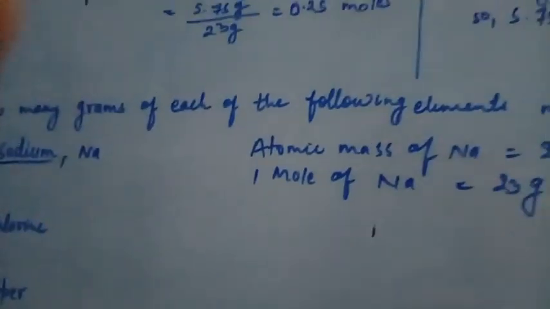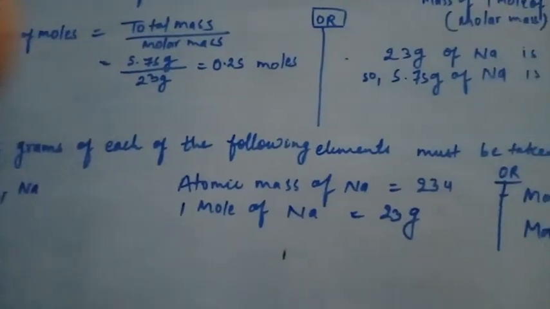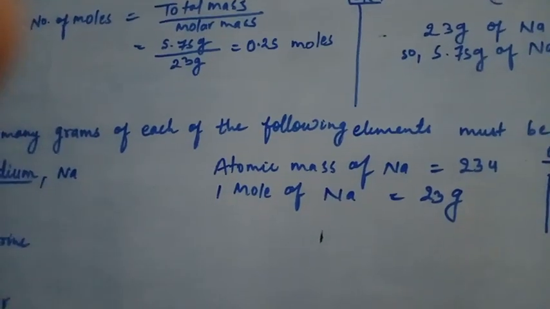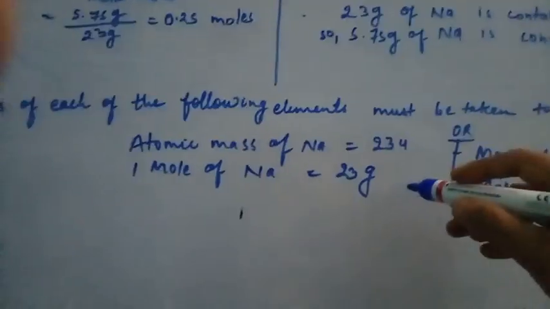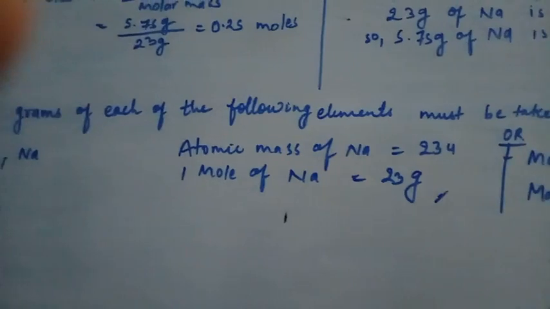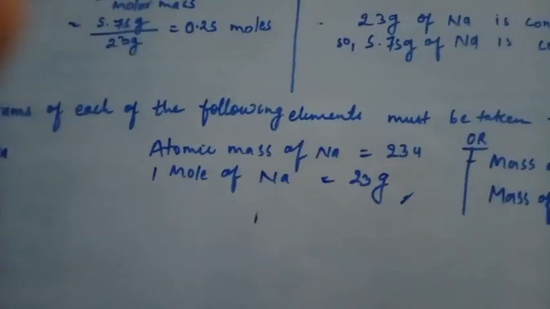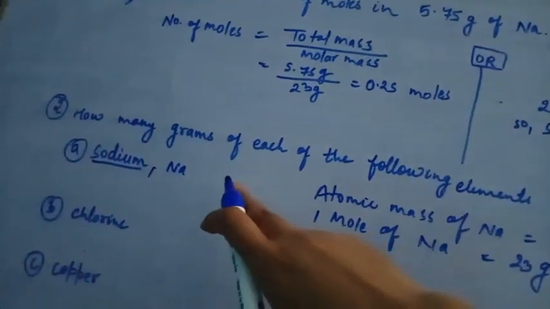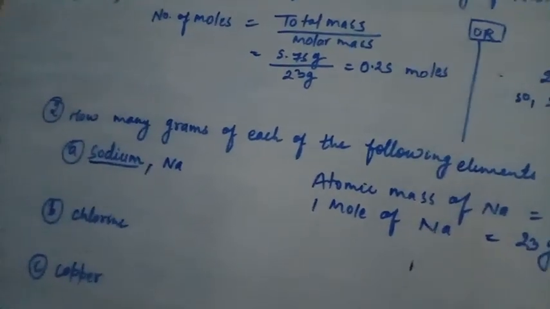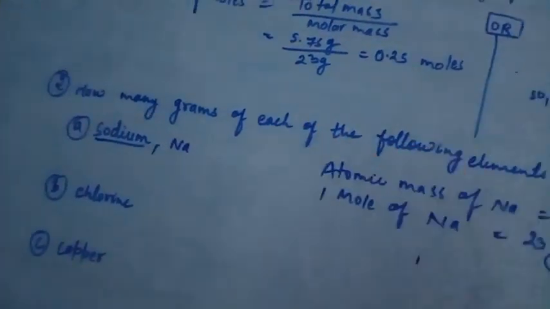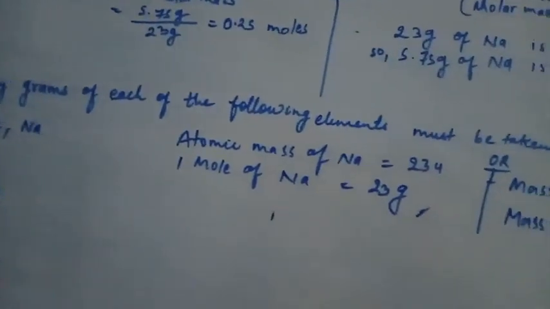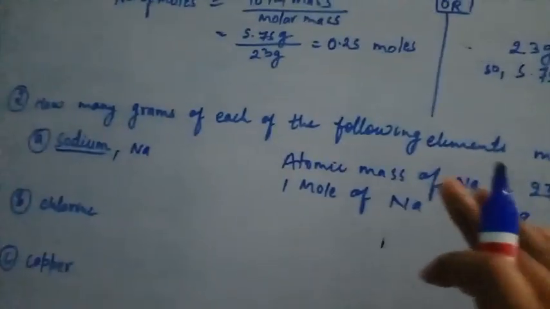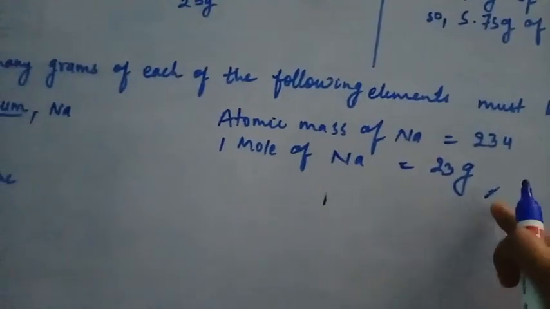So this is another method. If the question is just asking for 1 mark, how many grams, you can use the shorter way only. If it is asking to calculate the grams of each of the elements, then you have to write it in this way. But here the question is just asking how many grams, it is not asking to calculate the grams of each of the following. If it is asked to calculate, then you can go by this method. If it is just asking how many grams, then you can do it this way only.